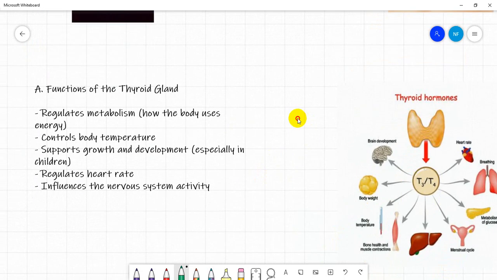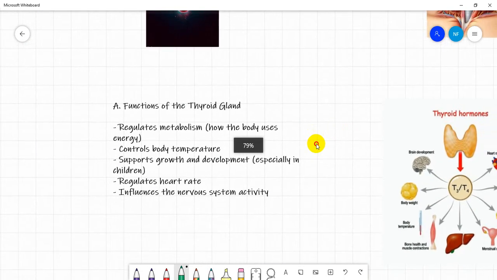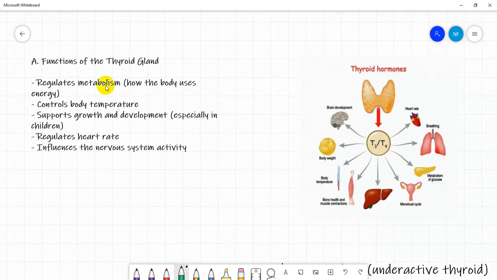So the main functions of the thyroid gland. First of all, it regulates metabolism, the burning process, how the body uses energy. Our body, whether it's using excess energy or low energy, depends; one of the causes is the thyroid gland. Second, it controls the body temperature, trying to regulate it at 37 degrees Celsius. Third, it supports growth and development, related to the height and body shape of the individual, especially in children. It regulates heart rate, and it influences the nervous system activity, how the nervous system is working.